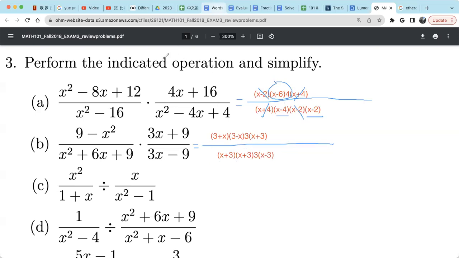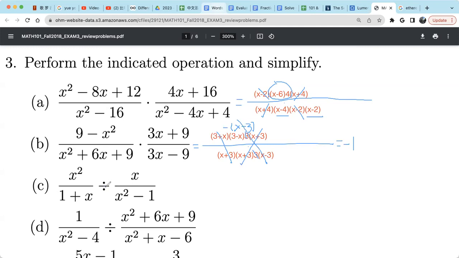Now I look for common factors. I have 3 plus x, same as x plus 3, canceled. I have x plus 3, canceled. I have 3, canceled. Then I have 3 minus x, and then x minus 3. So 3 minus x is a negative x minus 3. Then these two also cancel, so I'm left with negative 1. So this simplifies to negative 1.